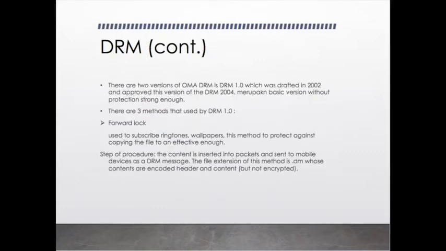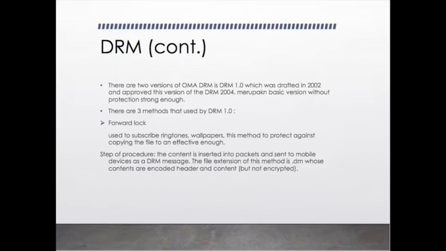There are two versions of OMA DRM. DRM 1.0 was drafted in 2002 and this version was approved in 2004. It is basic without strong enough protection. There are three methods used by DRM 1.0. First is forward lock. It's used to subscribe ringtones and wallpapers. This method protects against copying the file and is effective enough.